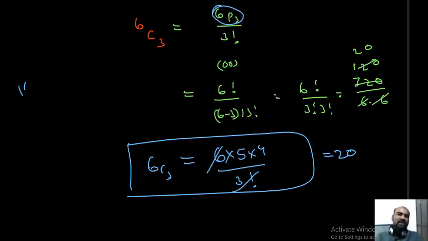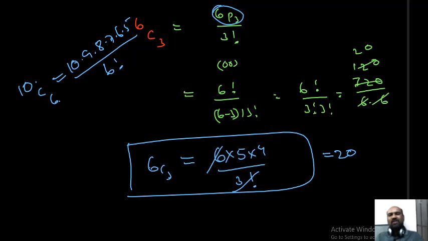Okay. For example, 10C6 you want. Directly 10 should reduce 6 times: 10 into 9 into 8 into 7 into 6 into 5, divided by 1, 2, 3, 4, 5, 6, that is 6 factorial. Simplify it, what we will get? That is the answer for 10C6.